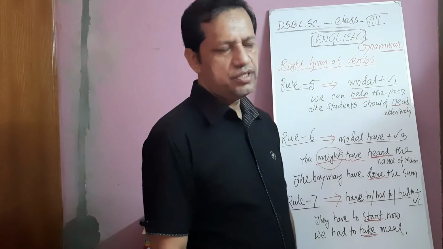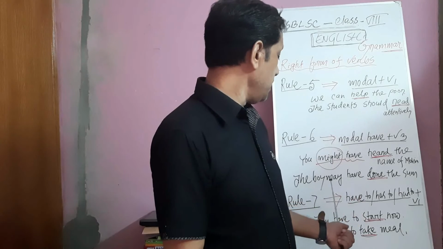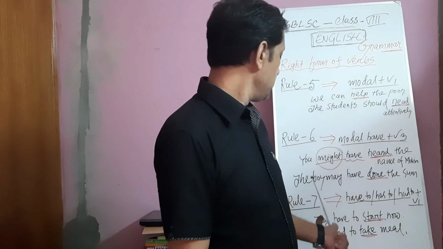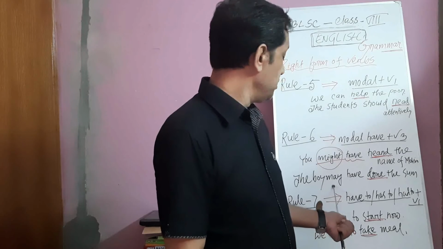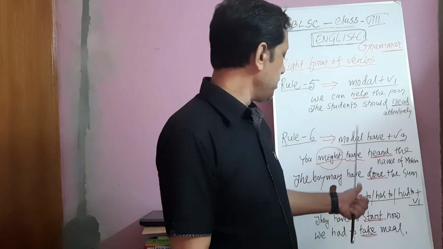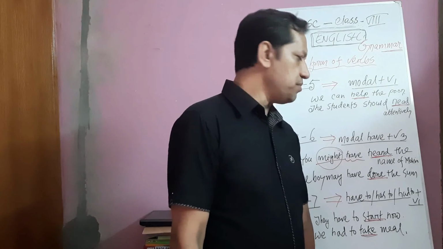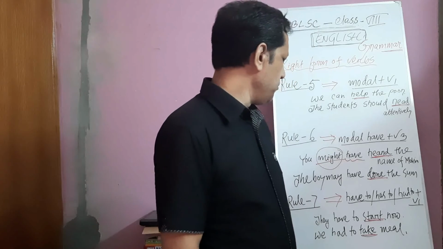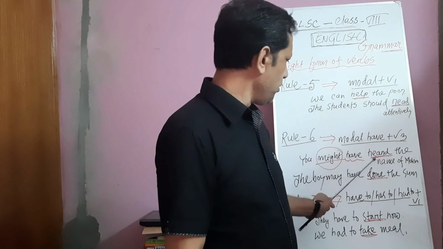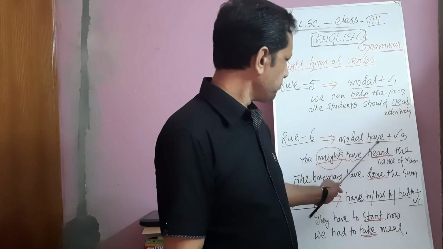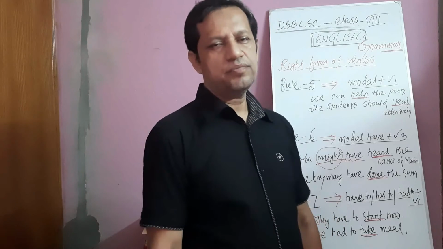So students, we can easily see that after the subject, when you use may have or might have or should have or this type of modal verbs, the main verb, of course, would be in the V3 form or past participle form.